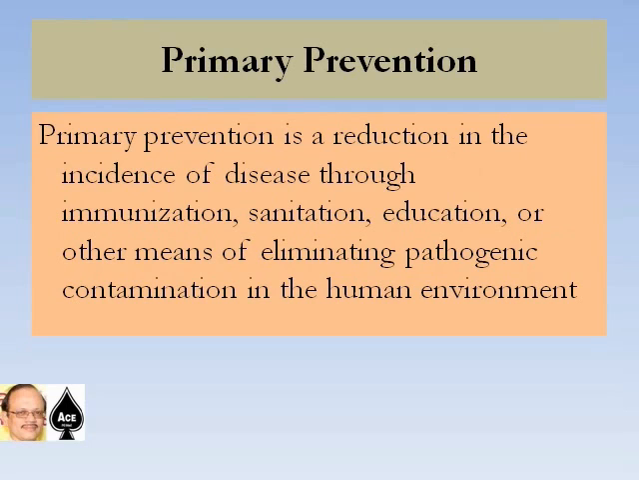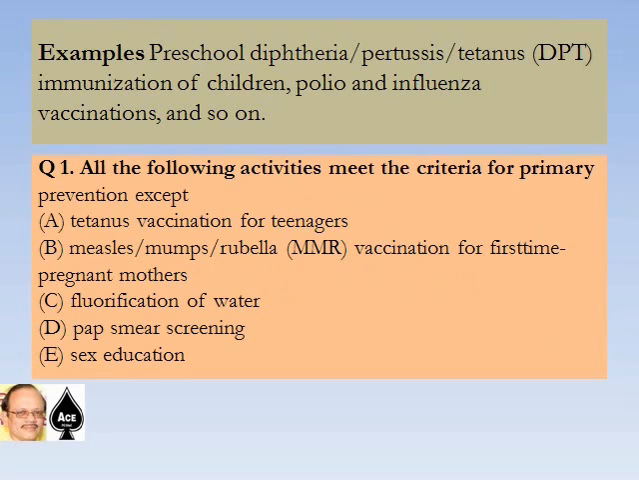Primary prevention. Primary prevention is a reduction in the incidence of disease through immunization, sanitation, education or other means of eliminating pathogenic contamination in the human environment. Example, preschool diphtheria, pertussis, tetanus (DPT) immunization of children, polio and influenza vaccination and so on are primary prevention.